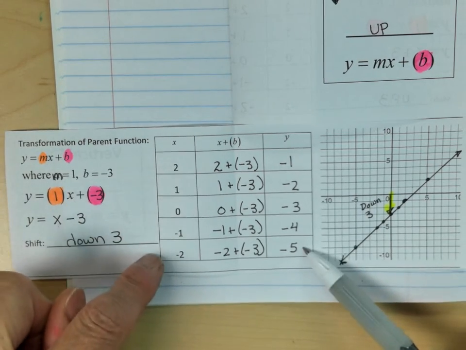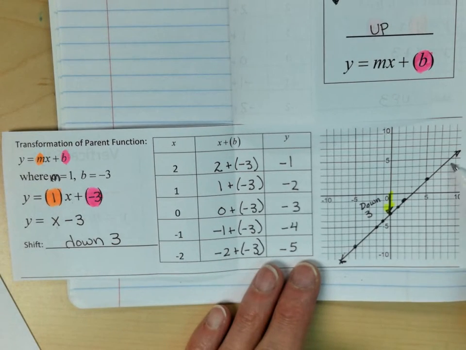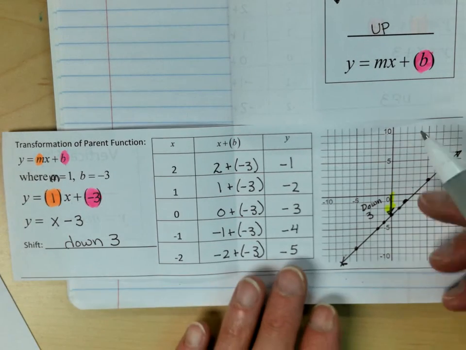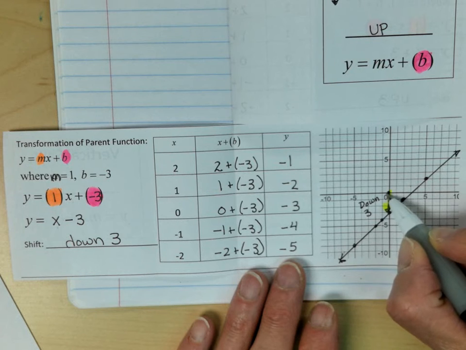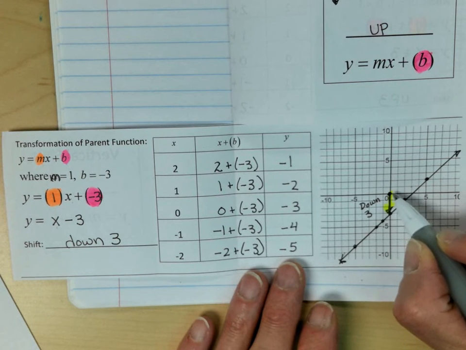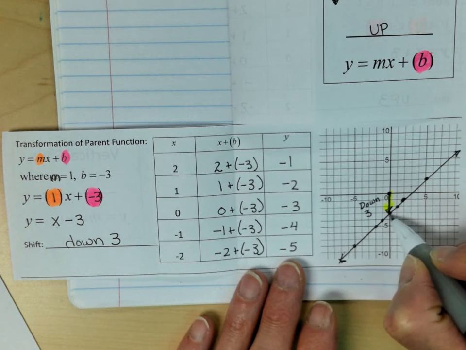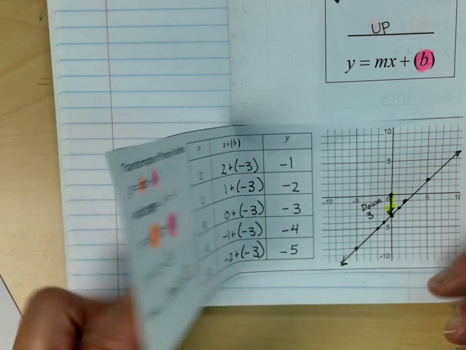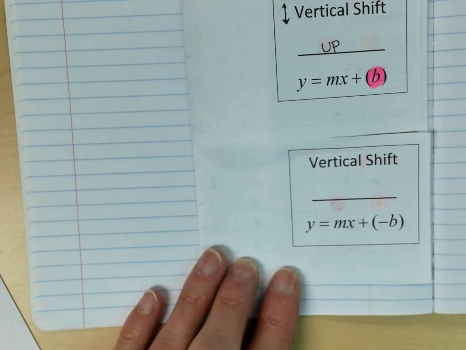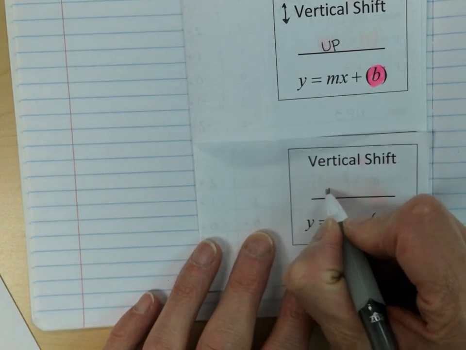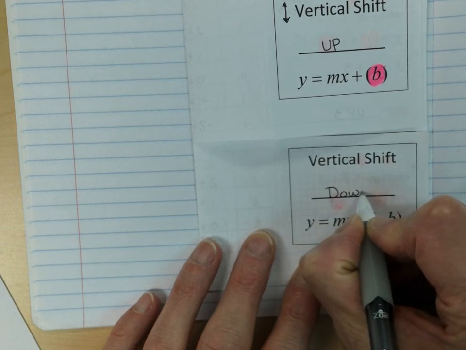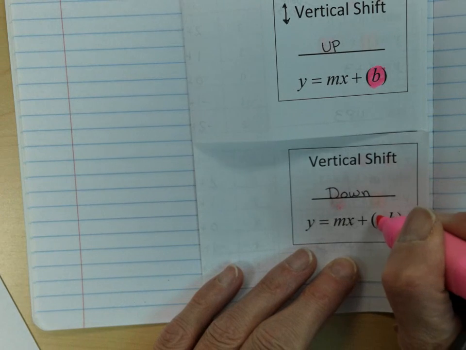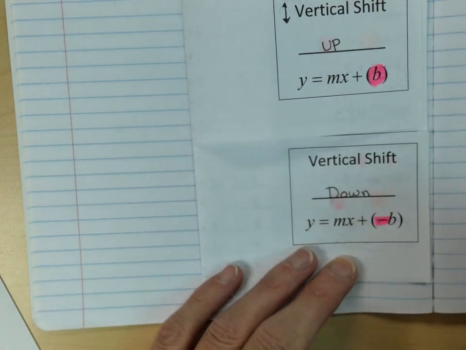I graphed these points, I plotted them on the line, and then I drew that line. And I can see, remember, your parent function's center was at 0, 0, and now my y-intercept has gone down 3. So I know it went down 3. So the vertical shift on here, you want to write down. And it's down because notice that b is negative.